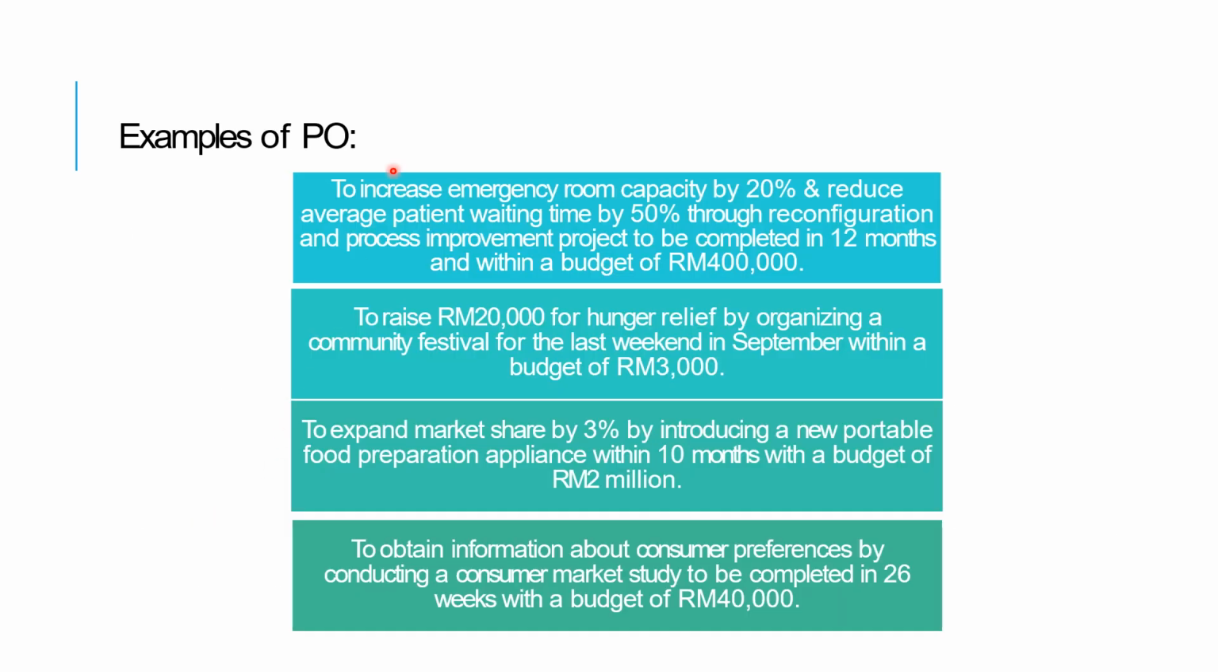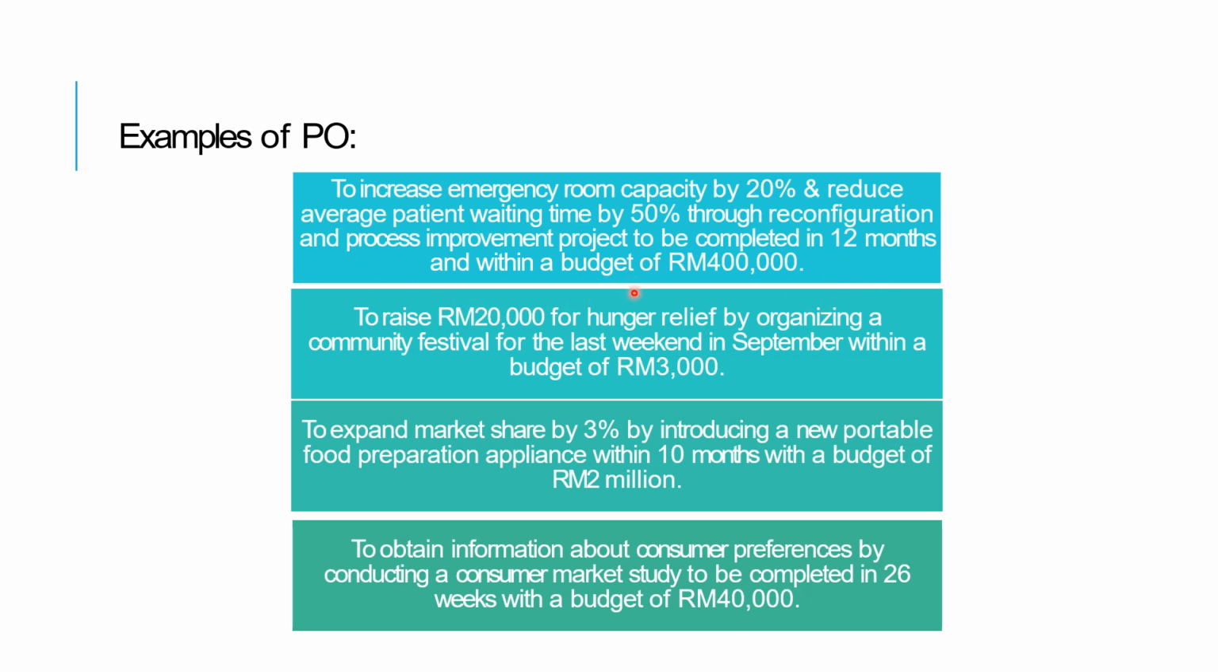Okay, then here is an example of how the project objective looks. To increase emergency room capacity by 20% and reduce average patient waiting time by 50% through a reconfiguration and process improvement project, to be completed in 12 months and within a budget of 400,000.